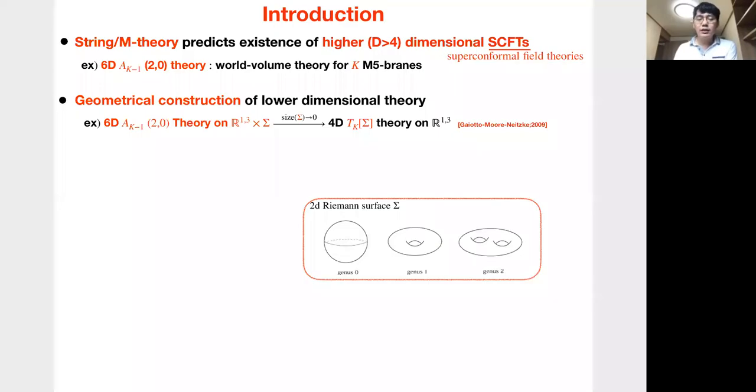Sigma is the choice of the internal three manifold. For simplicity, we can choose a closed Riemann surface, and then all the Riemann surfaces are characterized by the genus. Genus 0 surface corresponds to a sphere, and the genus 1 surface corresponds to a torus, and we can consider higher genuses.